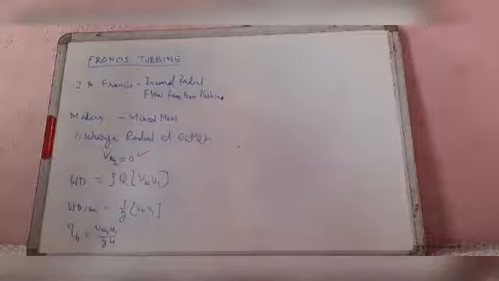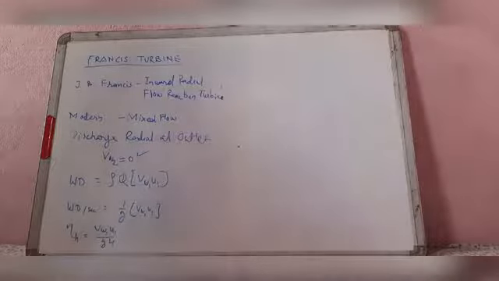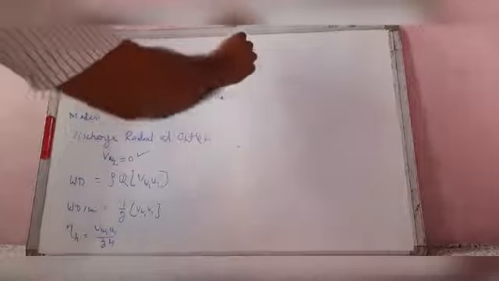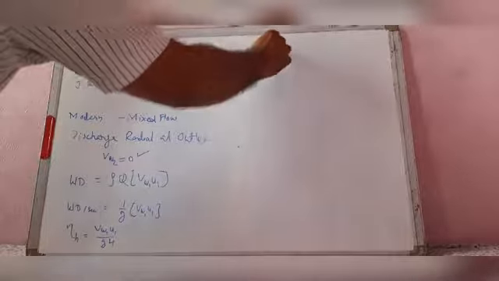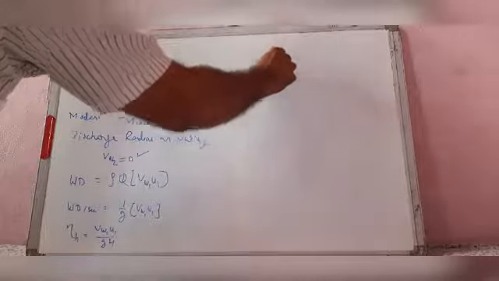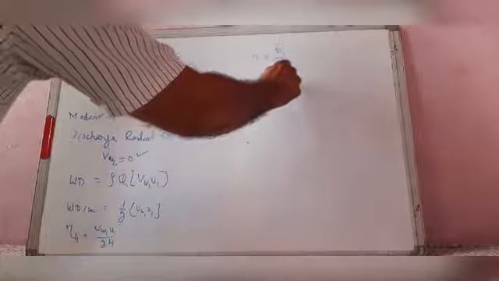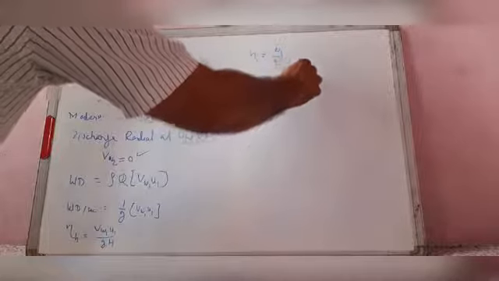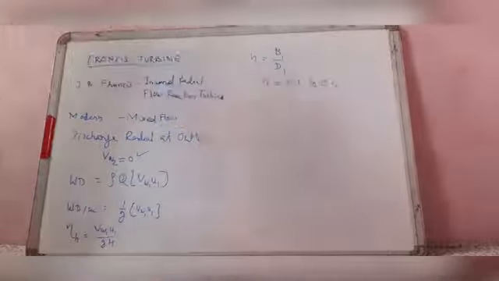So the important relations of Francis turbine: the ratio of width to wheel diameter is given by n equal to B1 by D1. The value of n varies from 0.1 to 0.4.